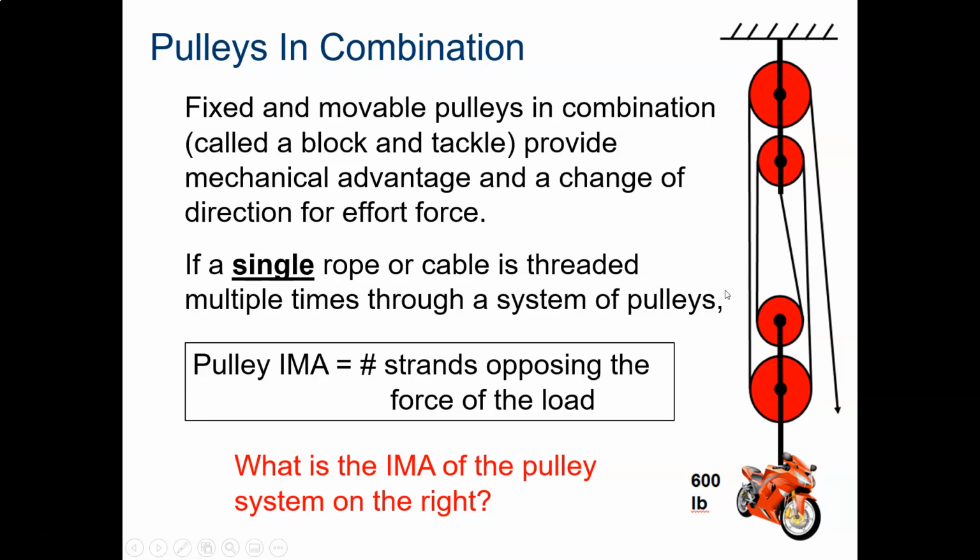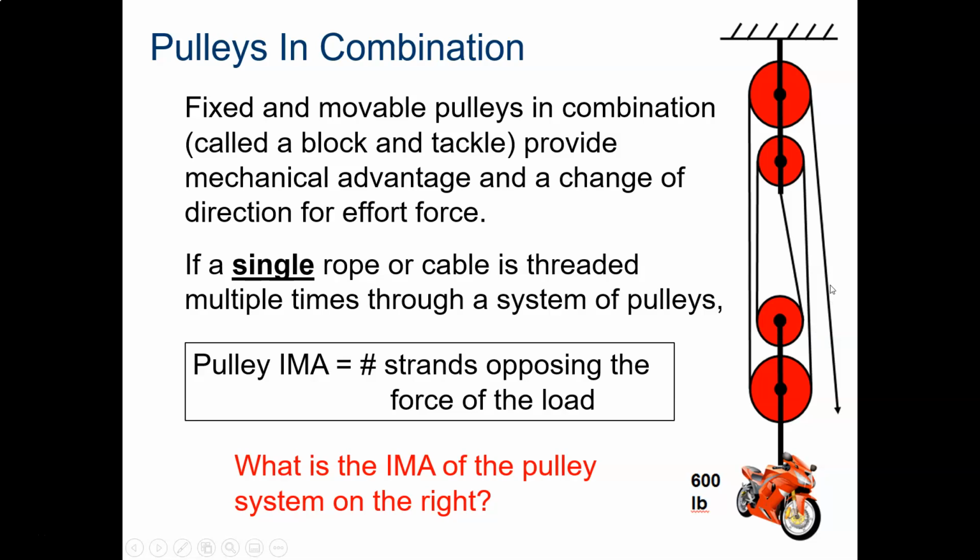So here's an example of what you might call a block and tackle type pulley, so this one is going to give us a significantly higher IMA. To calculate the ideal mechanical advantage of a pulley, and you're not calculating it, you're just reading it off the picture really, it's the number of strands that support the load. So this is my load, my 600 pound motorcycle. And the number of strands that support the load are 1, 2, 3, 4. So I have 4 strands supporting the load.